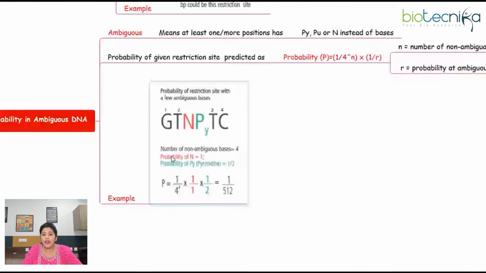So here, well-defined bases are 4: G, T, T, and C, right? But what is the value of probability of N? We all know 1. And what is the probability of pyrimidine? So it is always 1 by 2. So we all very well know the formula 1 by 4 raised to power N into 1 by R. So that is 1 by 4 raised to power 4 into, for N it is 1 by 1 because the R value is 1 here, and 1 by 2 because the R value is 2 here. And on solving, you'll get 1 by 512.